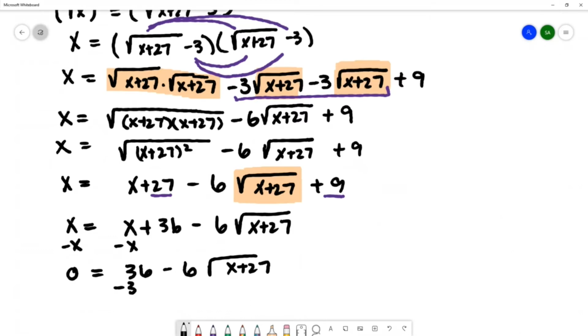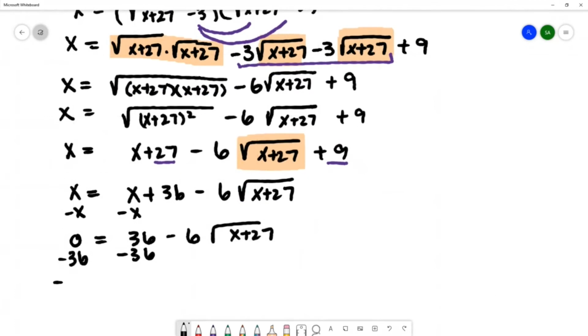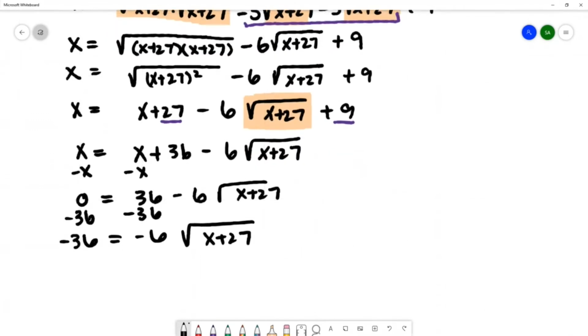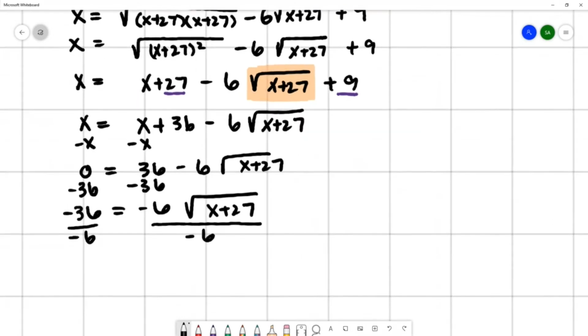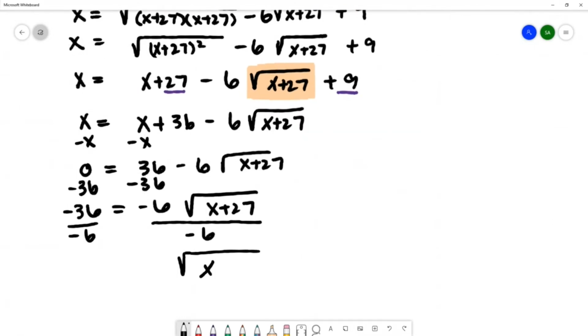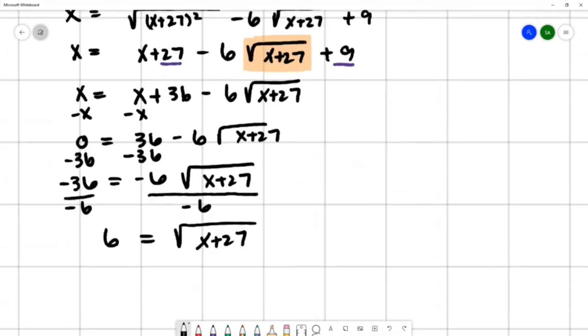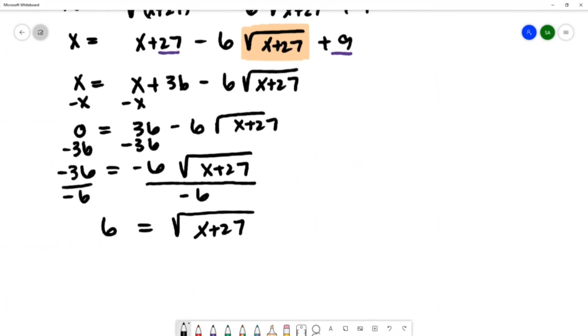I'm going to subtract 36 on both sides. That's negative 36 equals negative 6 square root of x plus 27. And then I'm going to divide by negative 6 on both sides. And I have square root of x plus 27 equals 6. So now I've isolated that radical. And we're going to get rid of it by squaring both sides. Those are opposite operations.